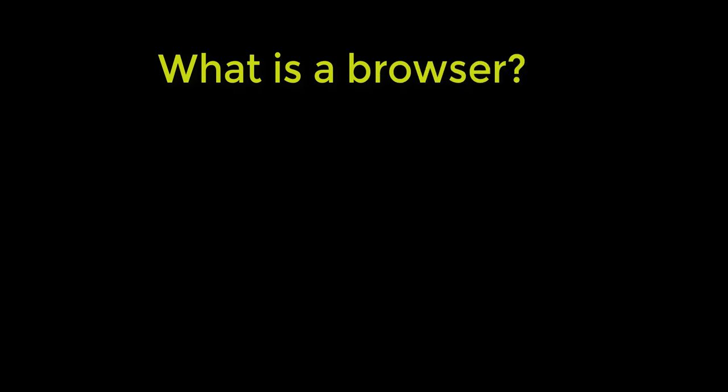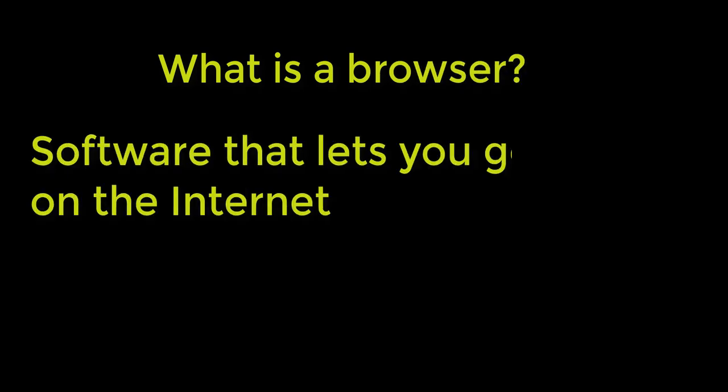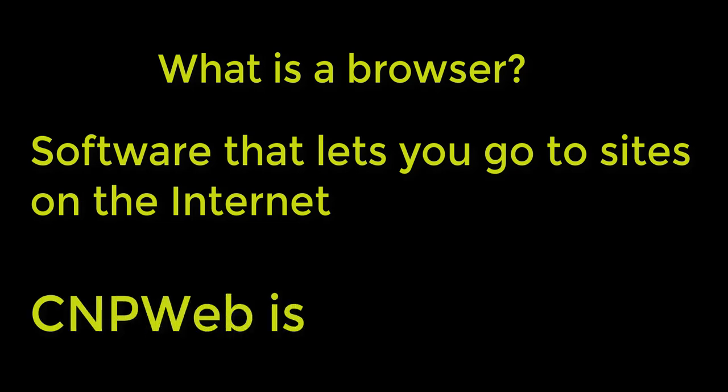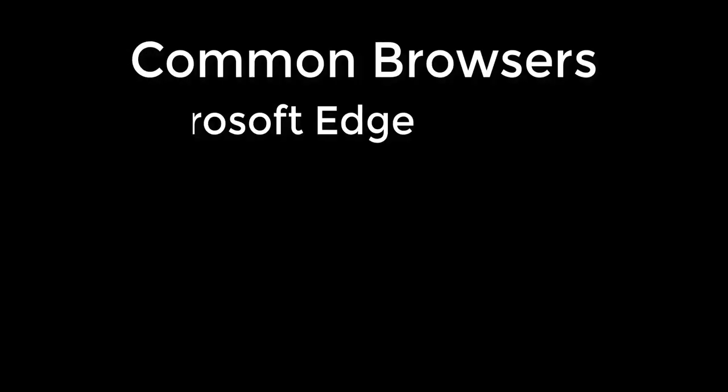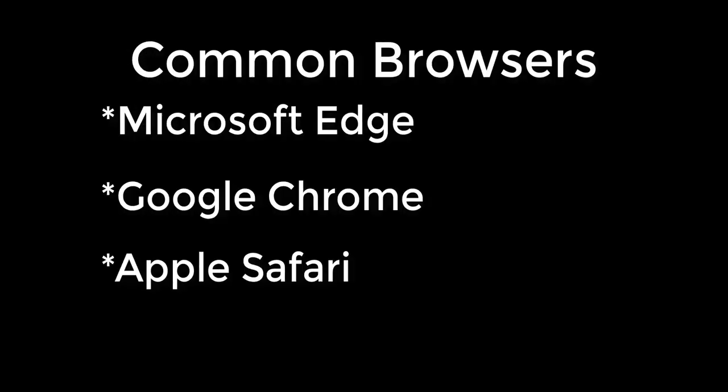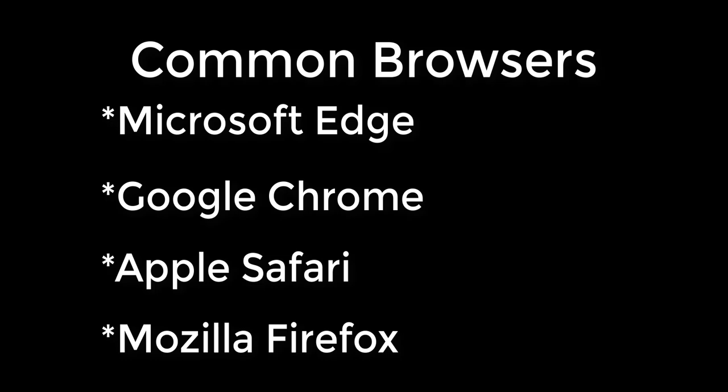The next term we are going to discuss is browser. A browser is software that allows you to move around the internet. CNPWeb is a website that can only be accessed via a browser. Common browsers include Edge, Chrome, Safari, and Firefox. Whether you are on your phone or computer, you typically have 1 or 2 of these browsers already installed, and you probably use them every day.